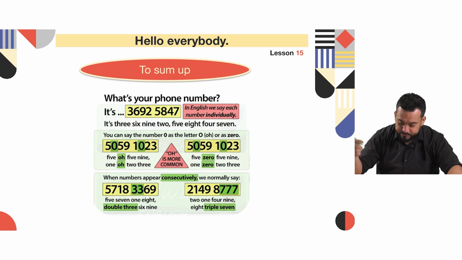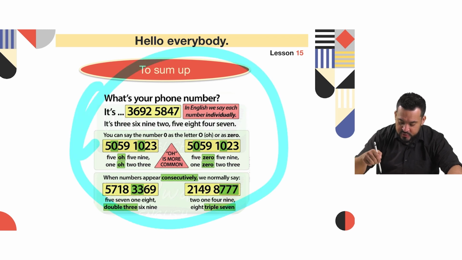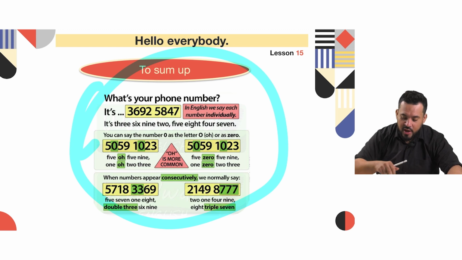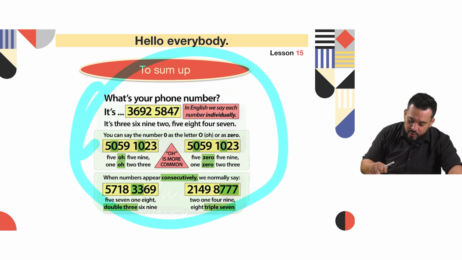To sum up, this is how you say your phone numbers. You pronounce each number individually. If you have a zero, you say an O. If you have two of the same numbers after each other, you say double. If you have three of the same numbers, you say triple. And you are all set with phone numbers.